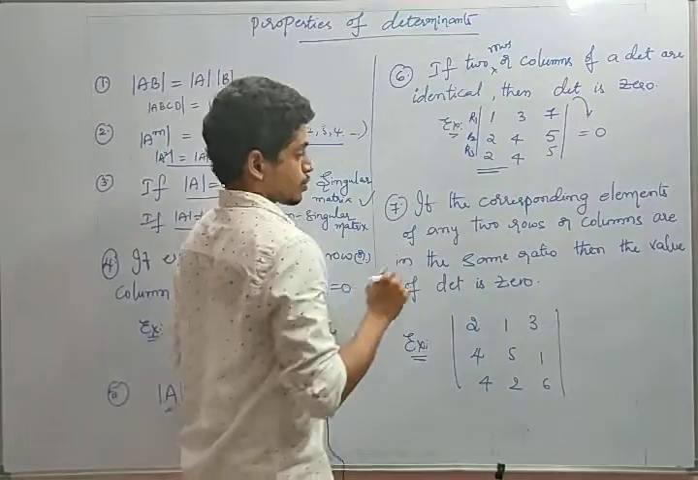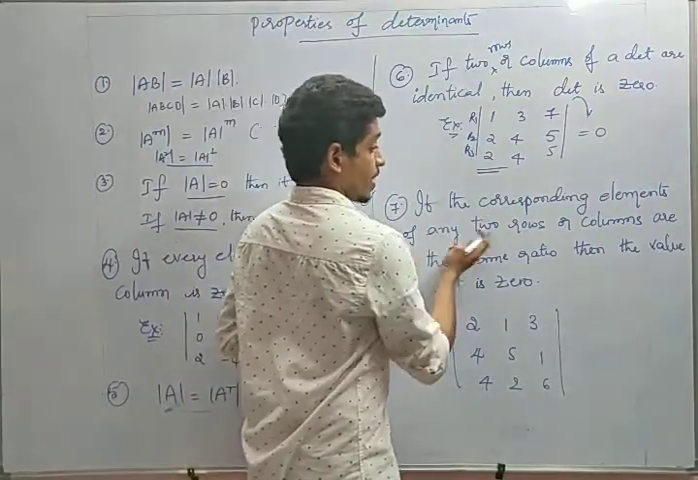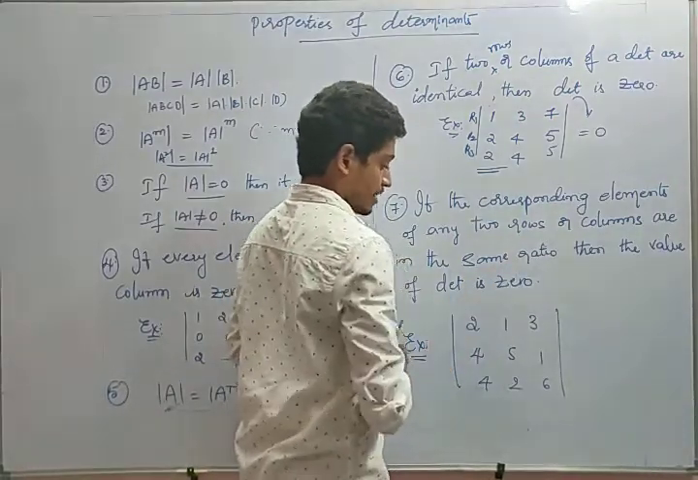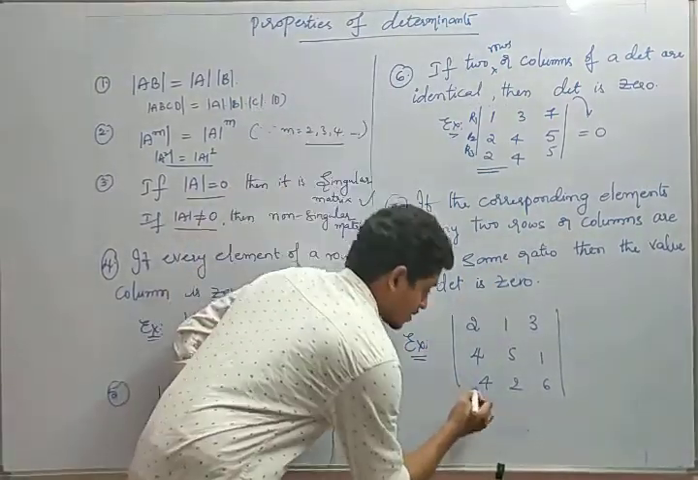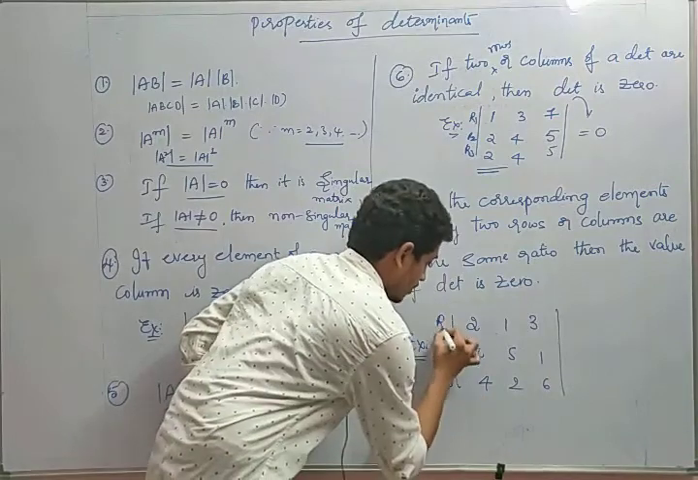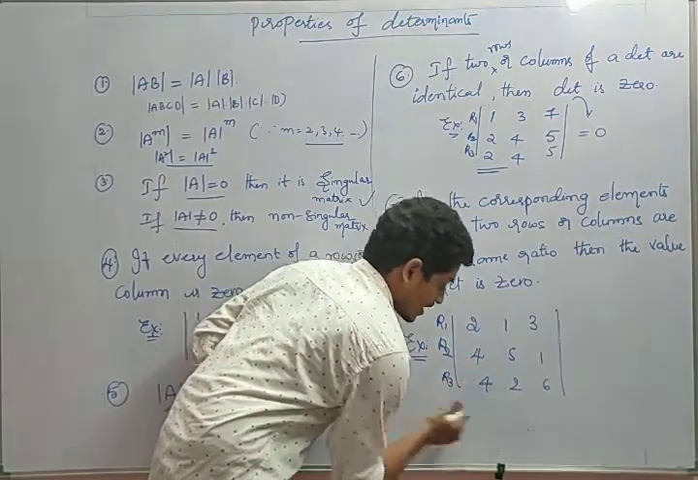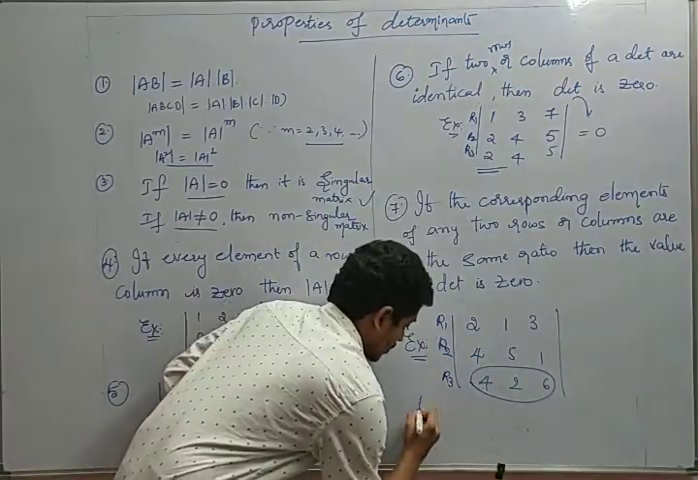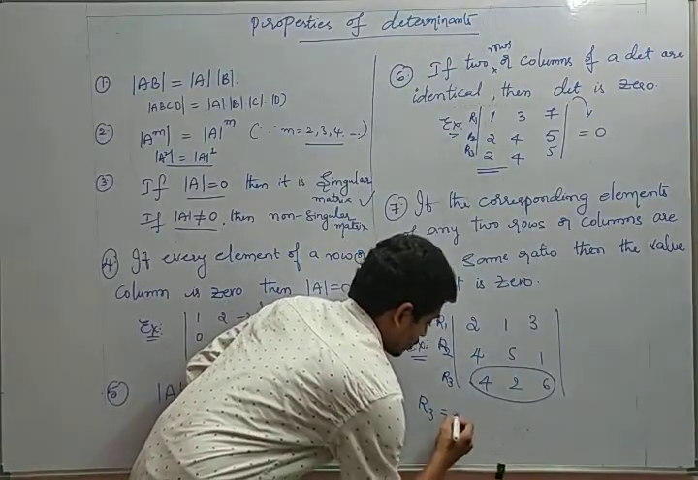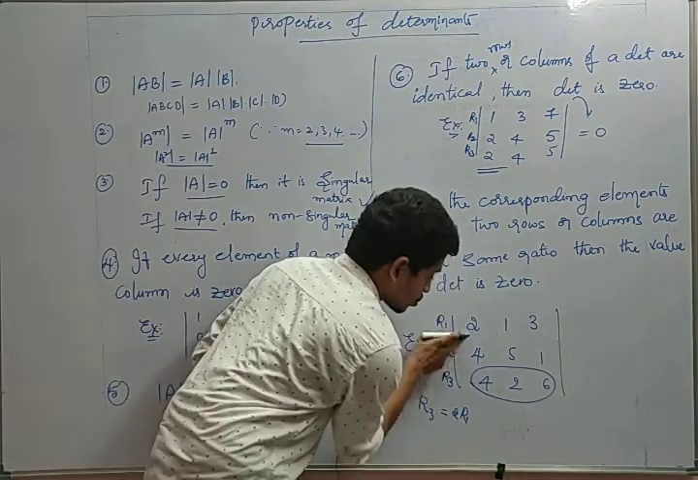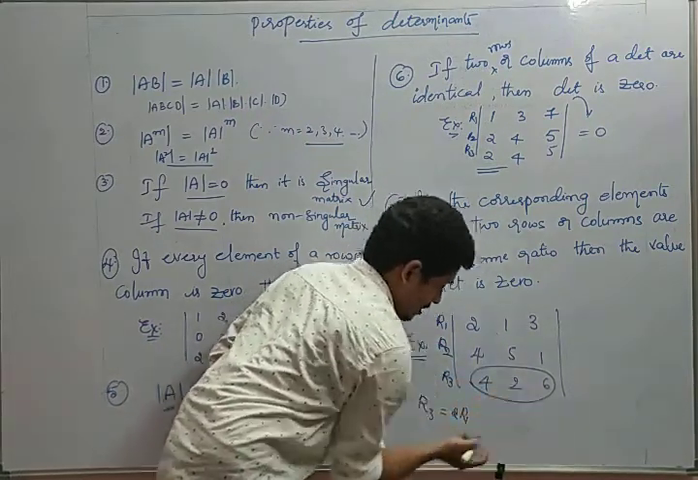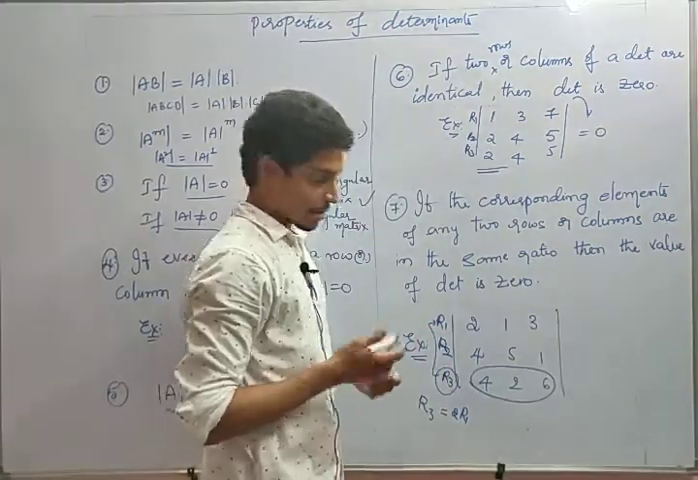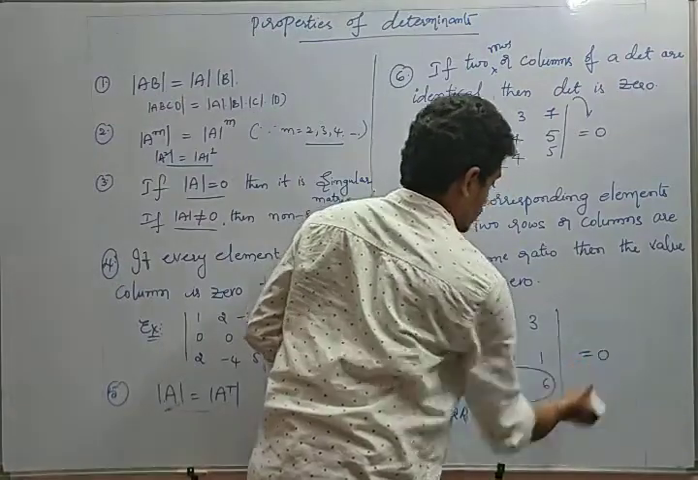Okay, fine. Next one. If the corresponding elements of any 2 rows or columns are in the same ratio, then the value of the determinant is 0. In the sense, look at this row 3, friends. This is row 1, this is row 2 and this is row 3, right? This particular row 3 is nothing but, by doing the operation, R3 is equal to 2 times R1. So 2 2s 4, 2 1s 2, 2 3s 6, which means R3 is completely dependent on R1, right? So the determinant value is also 0.